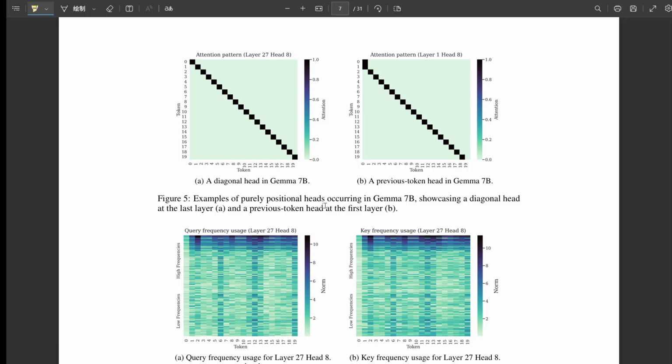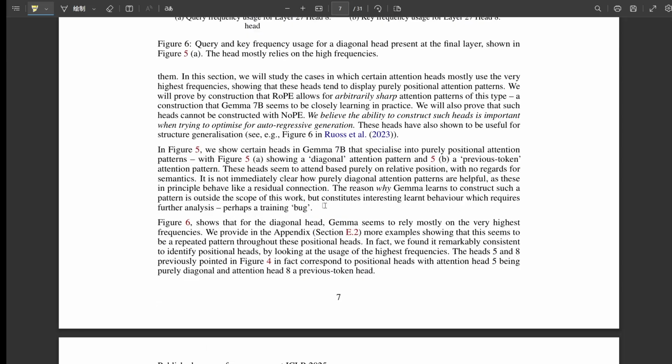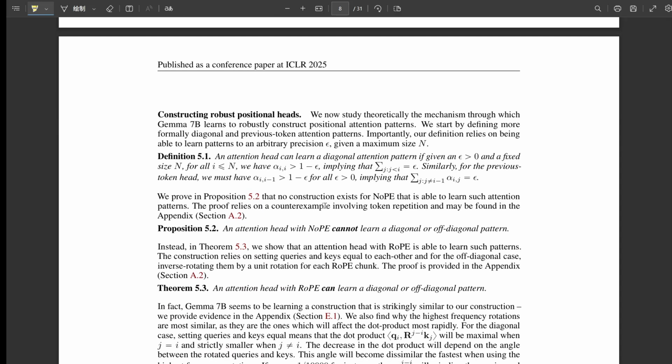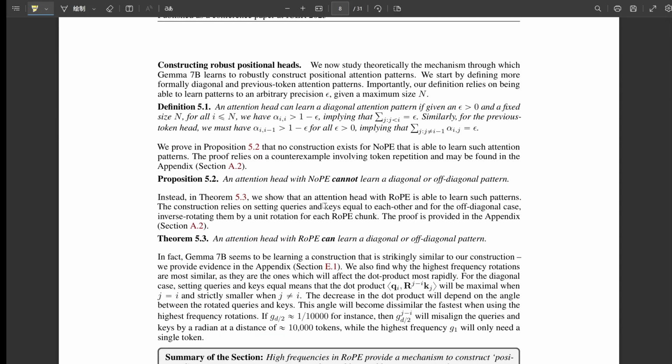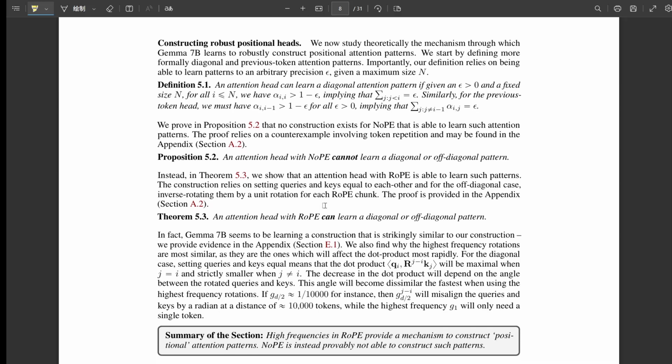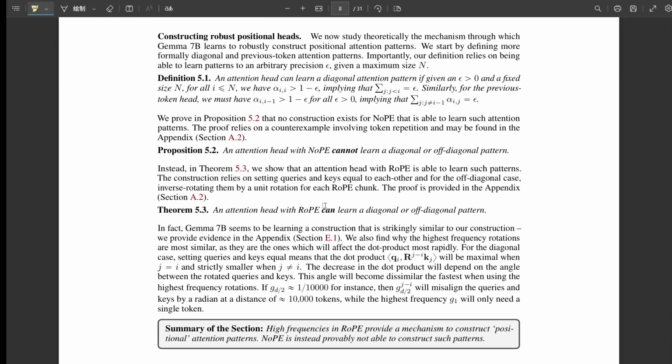They get confused if you repeat words. Oh, okay. And how does RoPE manage it? Well, the proof involves a clever construction. For diagonal attention, you basically set the query and key vectors to be the same. For off-diagonal, like attending to the previous token, you kind of reverse the rotation for the key.